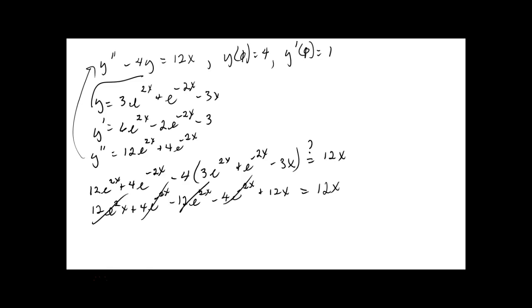Are we through verifying? Not really. We also have to make sure that y of 0, when x is 0, what is e to the 0? 1. So that would be 3 plus 1 plus 0, or minus 0. 3 plus 1 is 4.